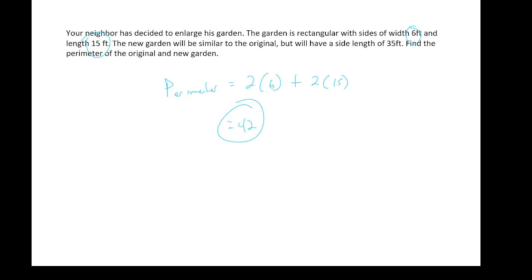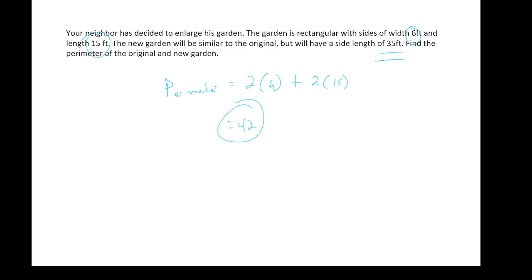So we need to find the perimeter of the original new garden. Now we don't have the length of it, but it doesn't really matter, right? Because what we're going to say here is, okay, well, we have a side length of 35. So that's my L, okay? So let's figure out my scale factor here.